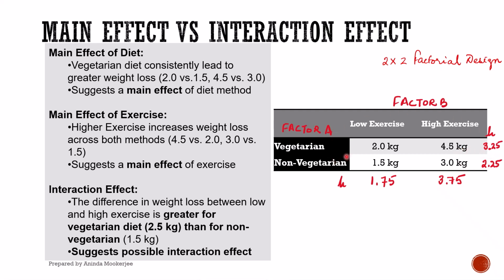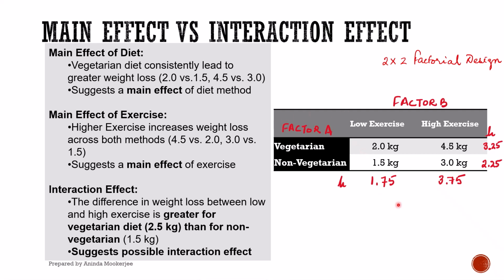Now let's consider the main effect of exercise, which is factor B. So for that, we just focus on the mean of the low intensity exercise and that of the high intensity exercise and do a comparison of the means. We do not consider the diet at this point, all right? It's just the exercise effect that we are trying to study.